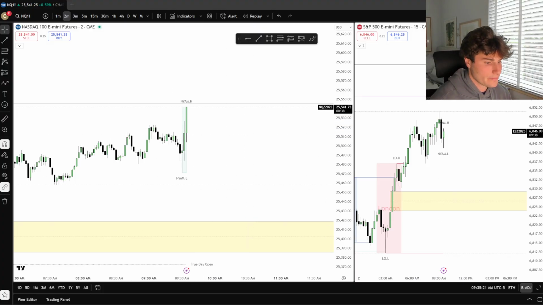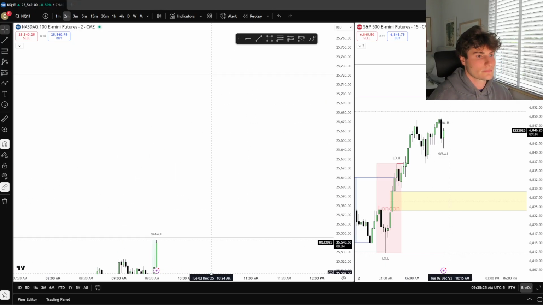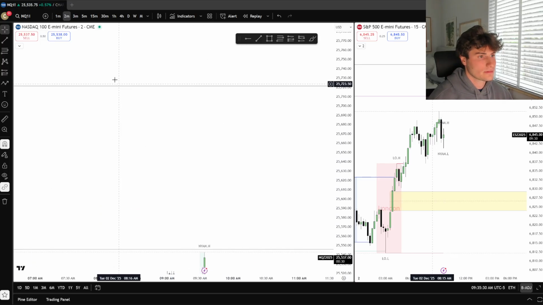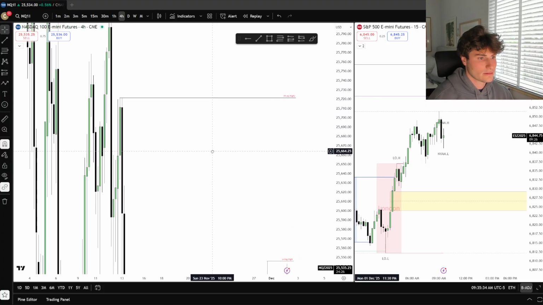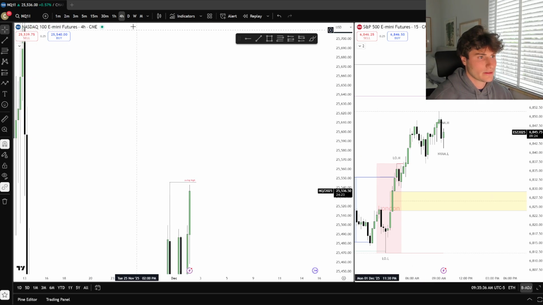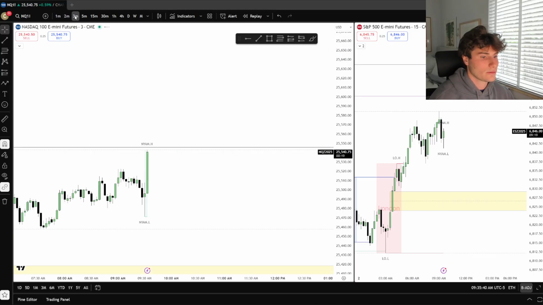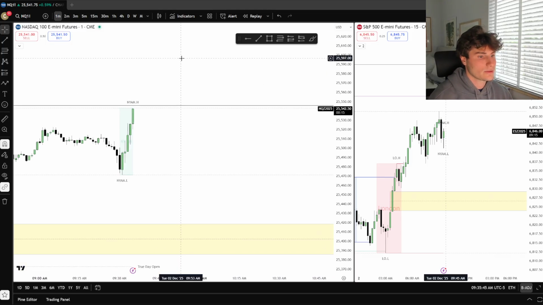Okay, we're about to sweep. Again, if we sweep this high and we pump, these 4-hour equal highs look like a solid place for price to be drawn towards. But I honestly don't want that at all. So this might take a minute to build some structure.